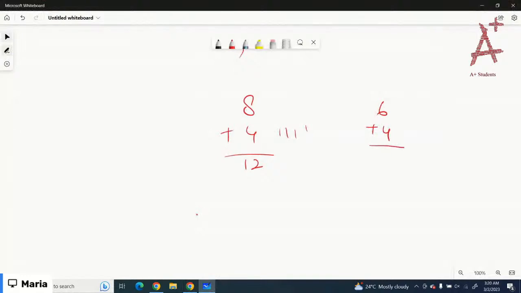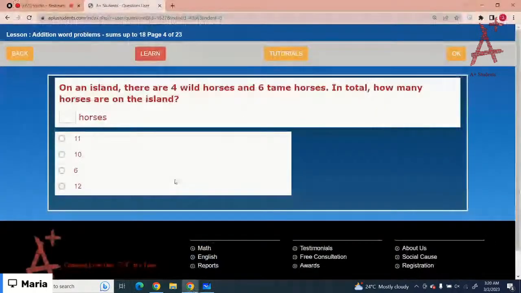So 6 plus 4 makes, start with 6 and count up 4: 6, 7, 8, 9, 10. So 6 plus 4 makes 10. Got it? That means when you add the tame horses and the wild horses together, they make 10 horses. The total horses on the island are 10. So just select the correct option and click on the OK button.